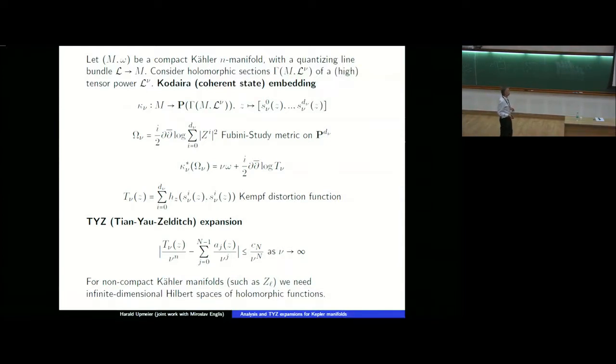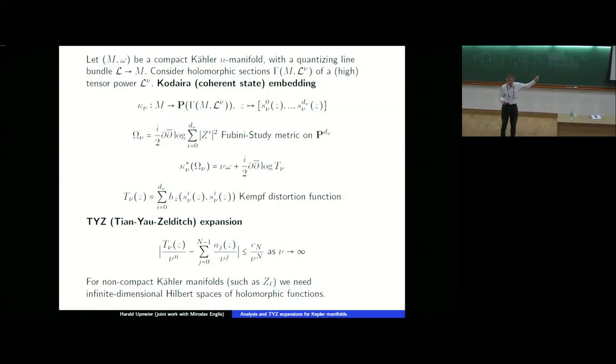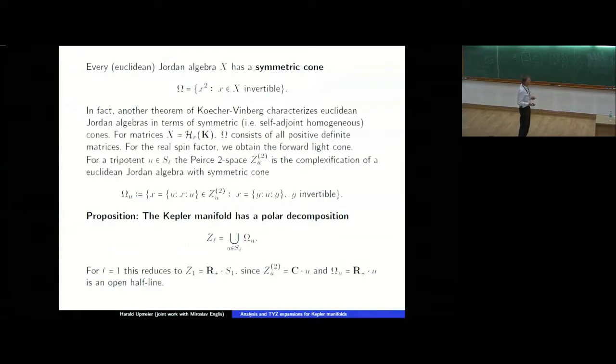Okay, so that applies to compact Kähler manifolds. But our Kepler varieties are non-compact. They are never compact. They do not extend to the projectivization; they are only affine varieties. So for non-compact Kähler manifolds, we need infinite dimensional Hilbert spaces of holomorphic functions. These are finite dimensional. That's the main difference that we encounter now.